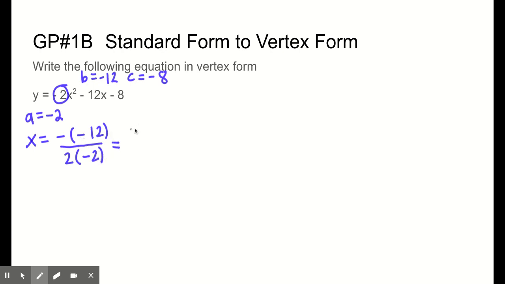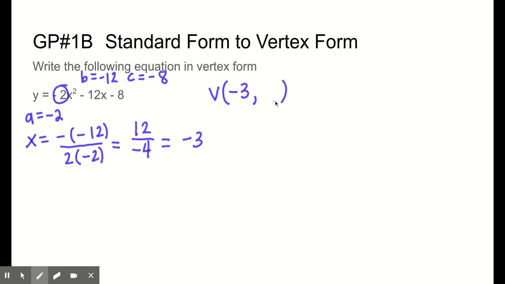A negative 12 becomes a positive 12. Divided by 2 times negative 2 is a negative 4. 12 divided by negative 4 simplifies to negative 3. So for our vertex, the x value is negative 3.